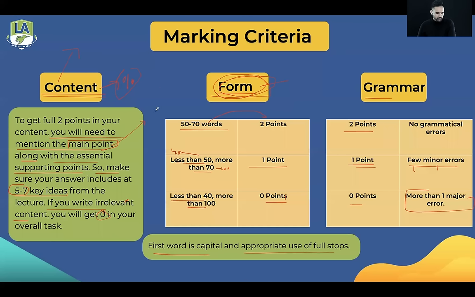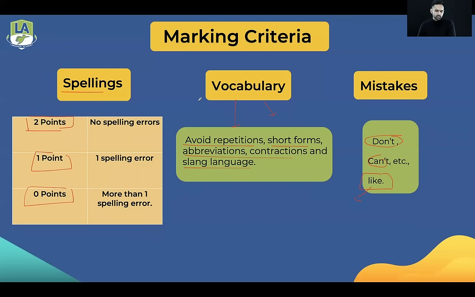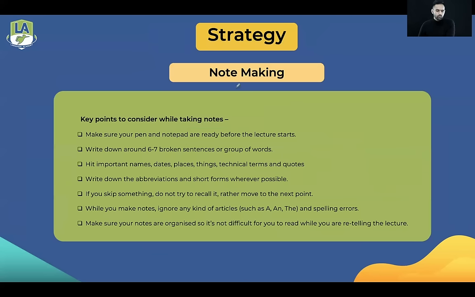So basically, your job is around 7-8 keywords, 65 words, no grammar and spelling errors, and that's all. And no informal language. That's all you need to do, how to make notes and what are the things you need to take care of while taking notes.